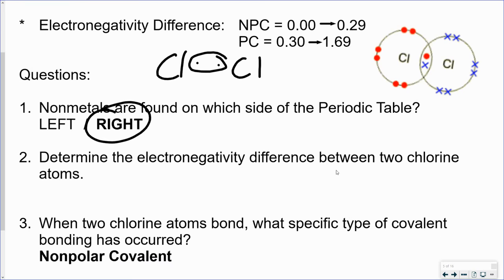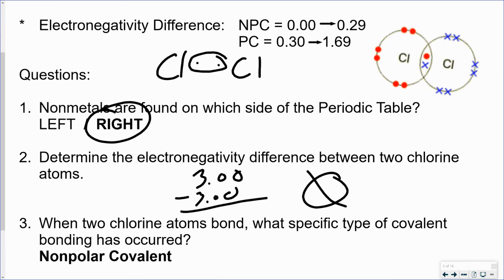How do you determine the difference? Well, if it is two of the same, the difference will always be 0. So with this, it'd be 3.00 minus 3.00, giving us 0. So because it is in our range of 0 to 0.29, it is nonpolar covalent.